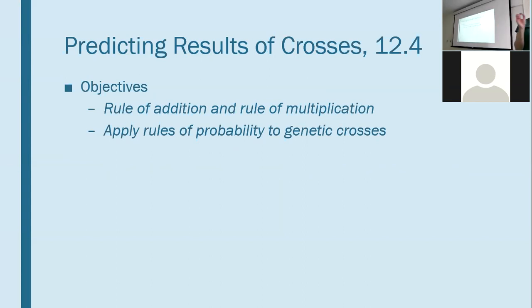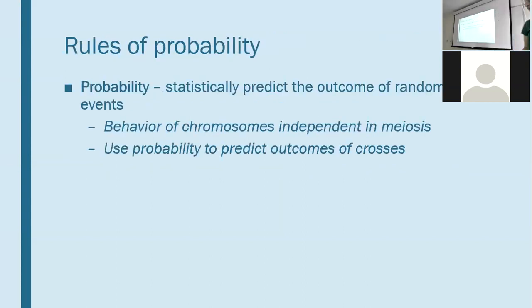So we're going to talk about predicting the results of crosses, skipping the Punnett square and just doing the numbers. It's going to take just a little bit of probability. Probability is just statistically predicting the outcome of random events. If things aren't random, it's much more complicated. If things are just happening randomly, due to chance, we can run some numbers.